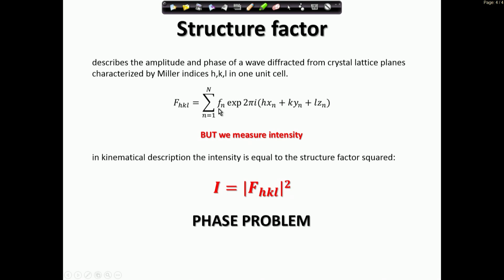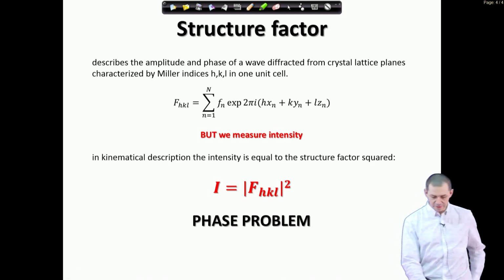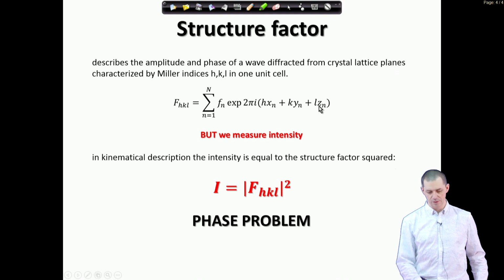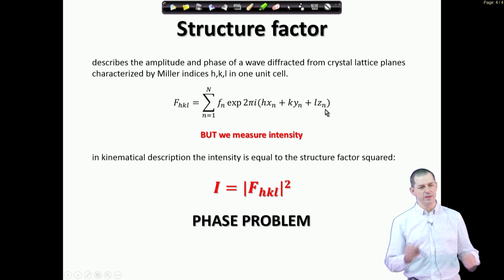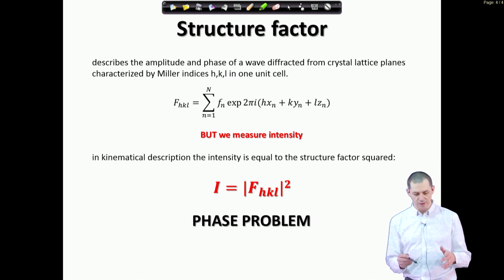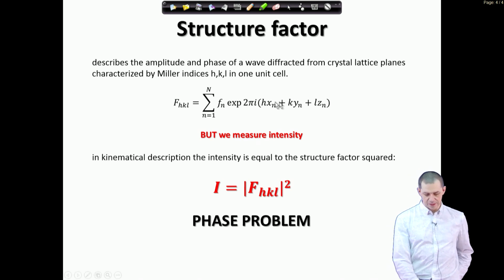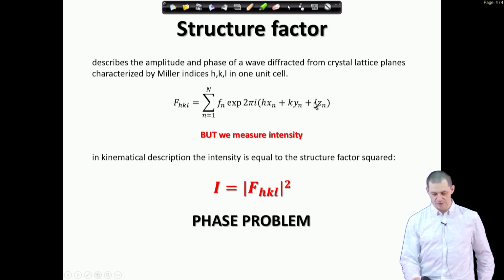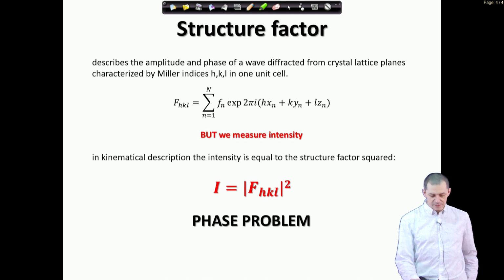Fn is the scattering power of nth atom. So each atom has a different scattering power. Heavy atoms scatter more, light atoms scatter less. And then there is a phase factor that defines how the waves scattered from different atoms interfere with each other. And in this phase factor, we have the scalar product of the diffraction vector HKL with the fractional coordinates of the atom in the unit cell. So xn, yn, zn are the xyz fractional coordinates of the atom in the unit cell, and HKL are the diffraction indices, so the indices of the reciprocal vector.